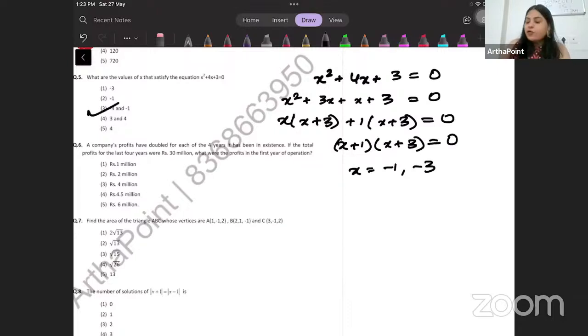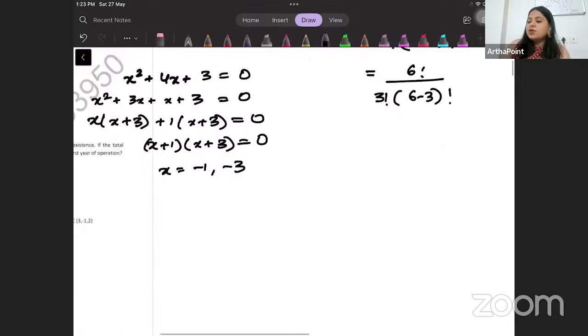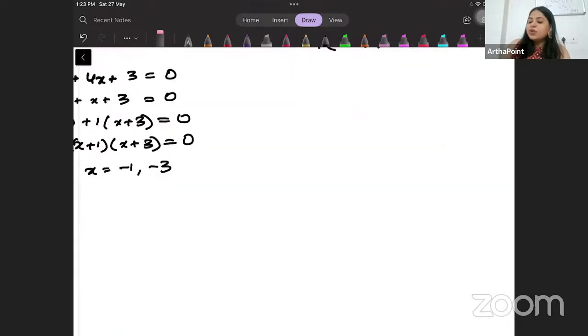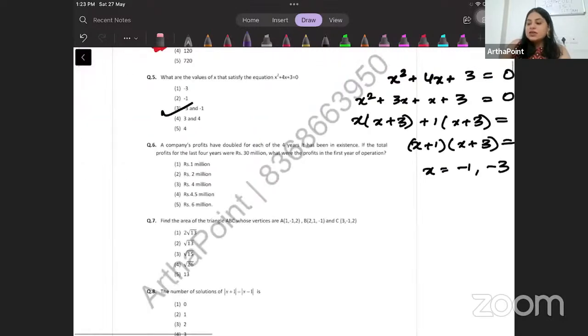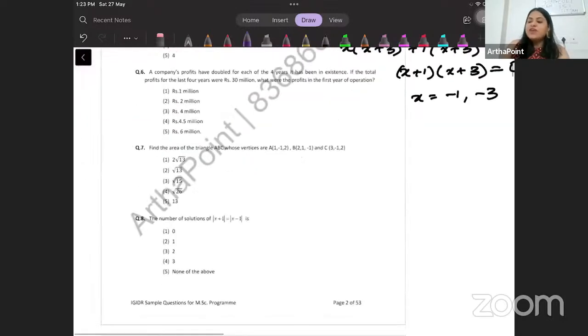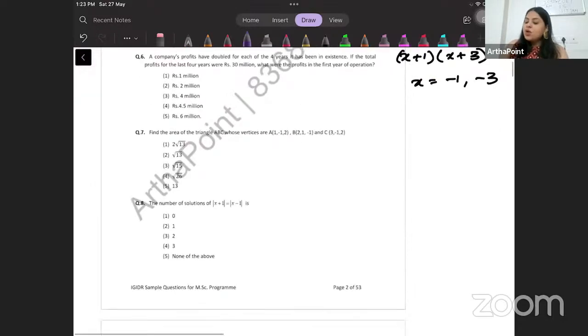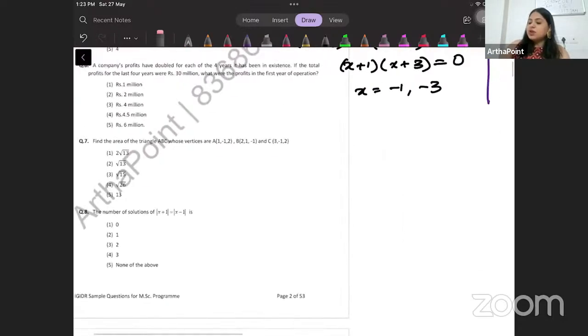You could have gone ahead and done it using the other method also. I am fine with it. So you could have done that x will be minus b plus minus root b square minus 4ac by 2a. अगर ऐसे करते तो भी ठीक था. It would have been fine. Okay. Now let's go to the next question, beta.